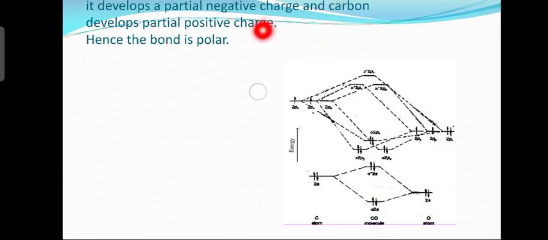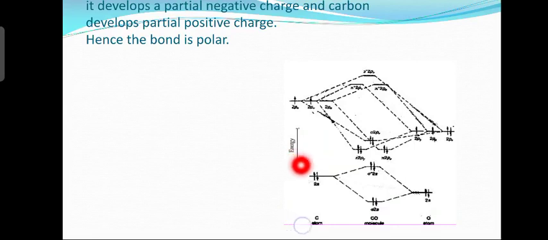Next slide. You can see the diagram here. So it develops a partial negative charge and a partial positive charge, hence the bond is polar. Which gets the partial negative charge? The oxygen atom. Why? It is more electronegative. Which gets the partial positive charge? Carbon, because it is less electronegative. See, the molecular orbital diagram is given here.